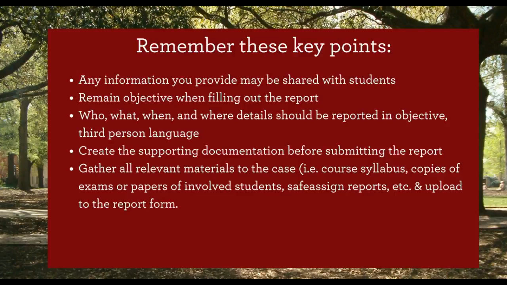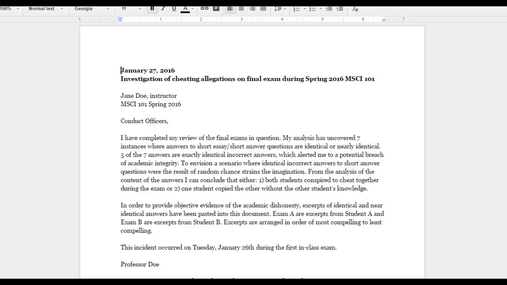With cases of academic integrity, it is the job of the conduct officer to prove a preponderance of the evidence. Without the reporting material, it is much harder to prove beyond 51% doubt that the academic dishonesty occurred. Let's go ahead and take a look at a good example of supporting documentation.